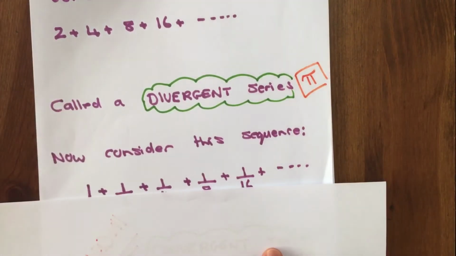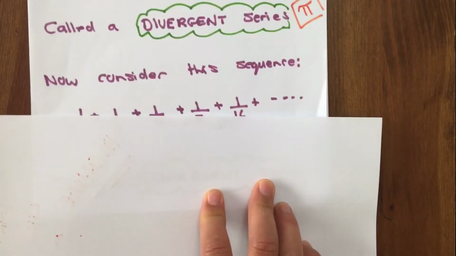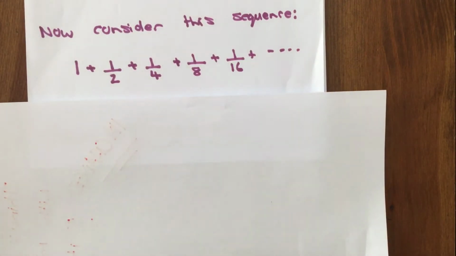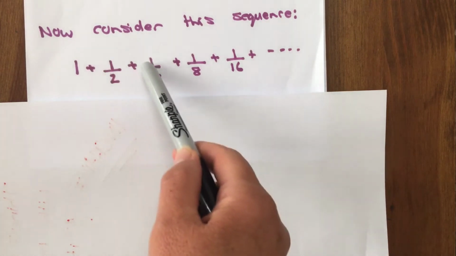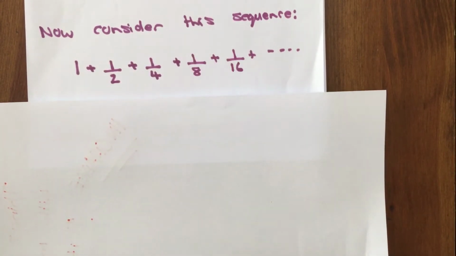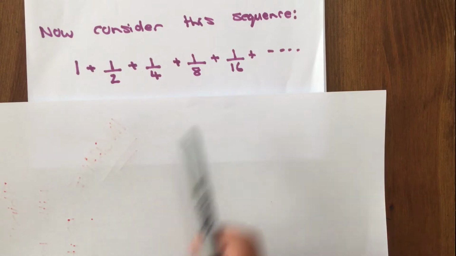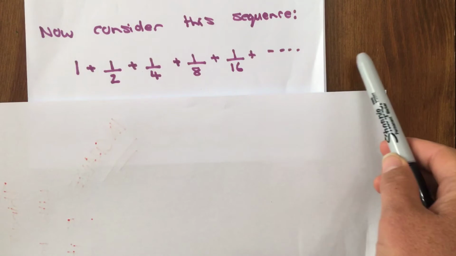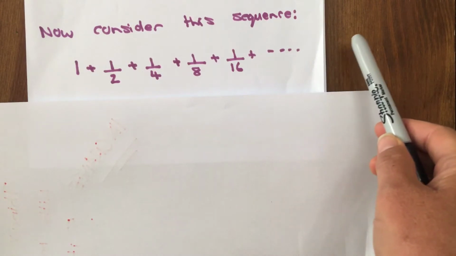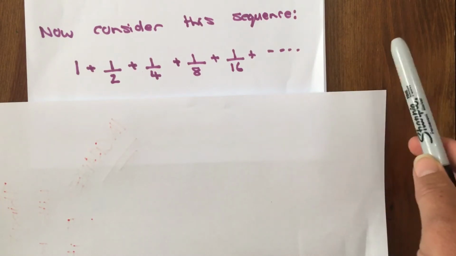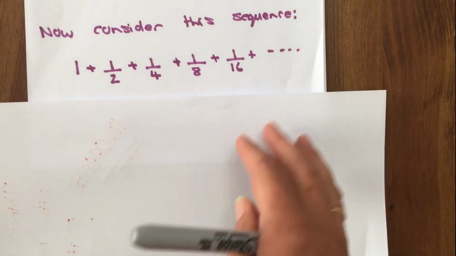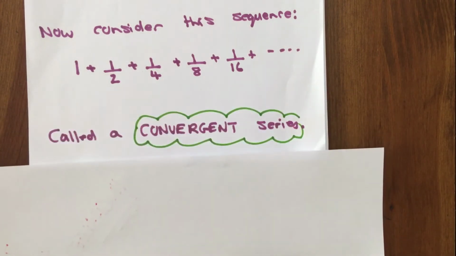Okay, now let's look at this next sequence. What is happening here? Well, you can see we're dividing by 2, so it's a geometric progression. But each time the number is getting smaller and smaller. The numbers will eventually get so close to 0 it almost becomes 0, but never does become 0. We keep on halving and halving. This is called a convergent series.